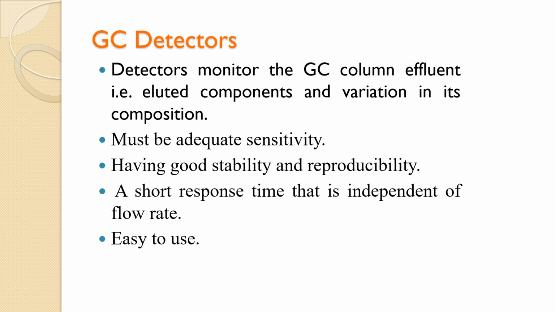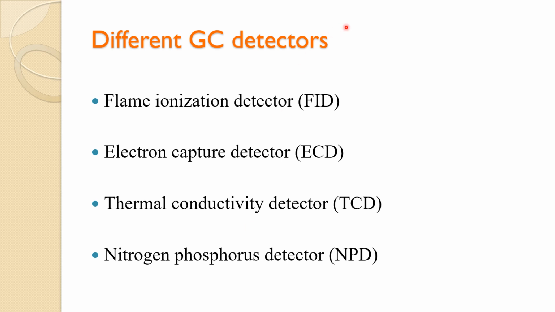GC detectors monitor the GC column effluent, that is the eluted components, and the variation in its composition. A detector must be adequate, sensitive, have good stability and reproducibility, a short response time that is independent of flow rate, and should be easy to use. Different detectors can be used in GC: flame ionization detector, electron capture detector, thermal conductivity detector, and nitrogen phosphorus detector. In the next lecture we will be discussing each detector one by one.